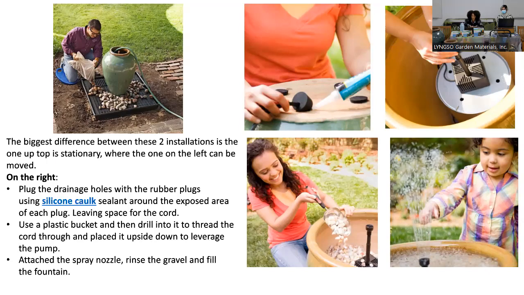You'll see on the right here a better visual of how she used the pot as its own reservoir. She plugged the drainage holes with rubber plugs using silicone caulk, sealing around the exposed area of each plug, leaving space for the cord. Now, most of our pots only have one plug there, so it would be very easy to seal it off. She used a plastic bucket and drilled into it to thread the cord through and place it upside down to leverage the pump. And then she attached the spray nozzle and filled it up with water and gravel, and that was it.